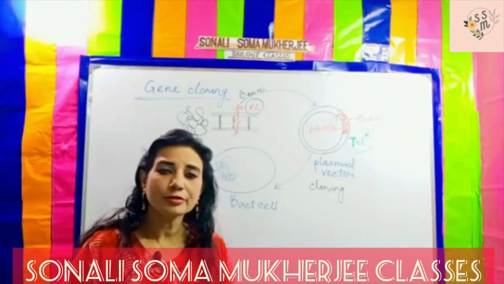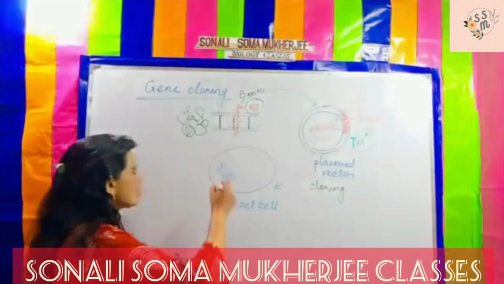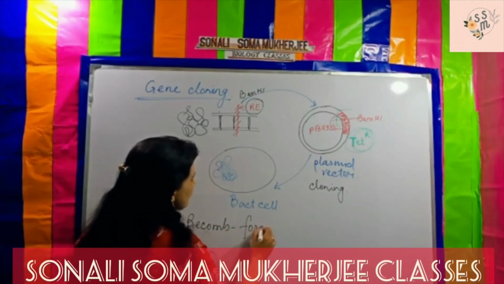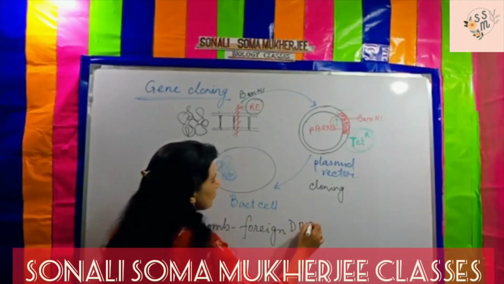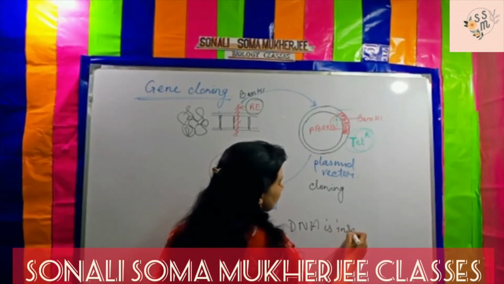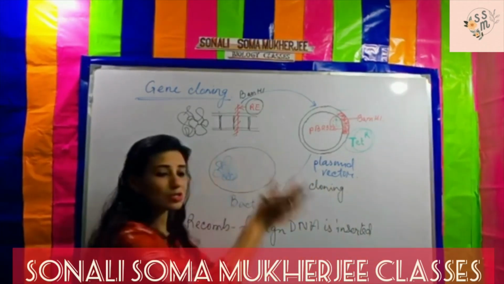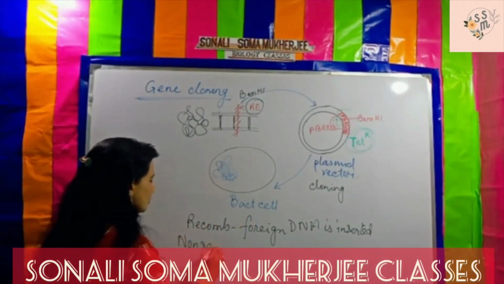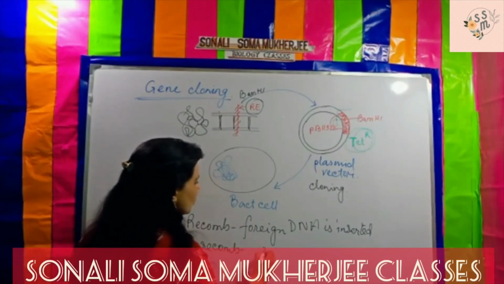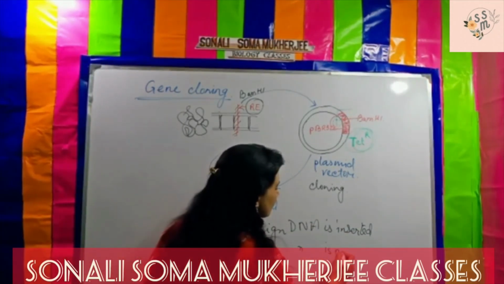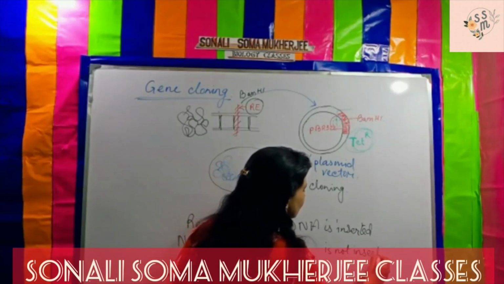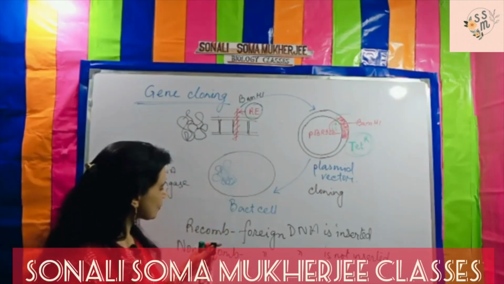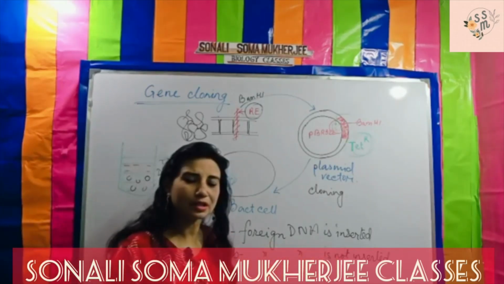Why has it become recombinant? It has become recombinant because foreign DNA is inserted into the vector. If it was not inserted, it was a non-recombinant. In the case of a non-recombinant, the foreign DNA is not inserted. Now, how do we understand which is a recombinant and which is a non-recombinant? Recombinants will carry the foreign DNA inserted into them.